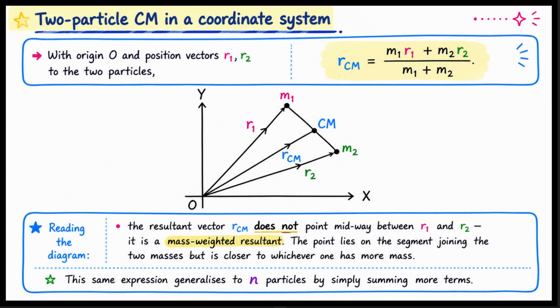Now place the same two particles in a coordinate plane. Pick an origin O and draw position vectors r1 and r2 to the two particles. The center of mass position vector is m1 r1 plus m2 r2 divided by m1 plus m2. The diagram shows an important subtlety. The resultant vector rcm does not point to the midpoint of r1 and r2. It is a mass-weighted resultant. The point lies on the segment joining the two masses, but is closer to whichever one has more mass. The same idea generalizes to many particles by simply adding more terms to the sum.